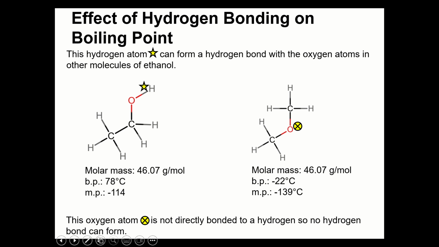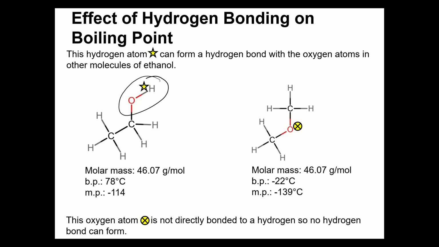Now, one thing that is difficult when you're trying to determine if a molecule has hydrogen bonding is to decide whether or not that hydrogen is directly bonded to a nitrogen, oxygen, or fluorine. So here we have two examples. On the left, we have ethanol, and on the right, we have diethyl ether. Ethanol has an OH group, so it has a hydrogen directly bonded to that oxygen.